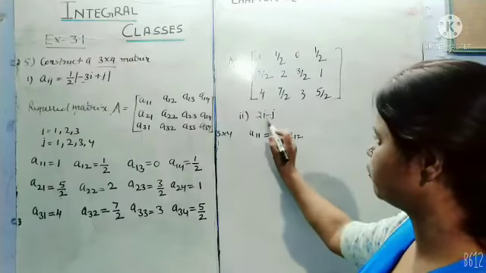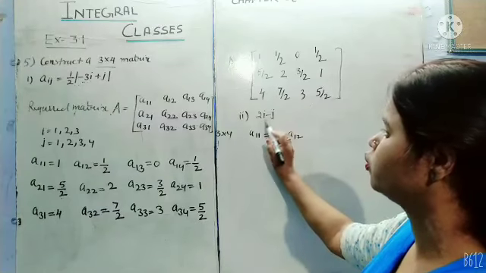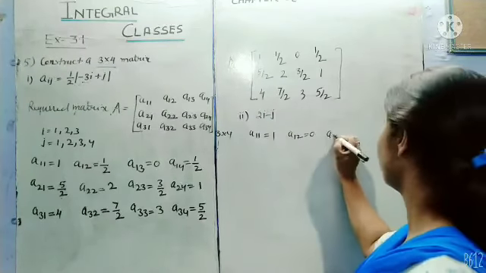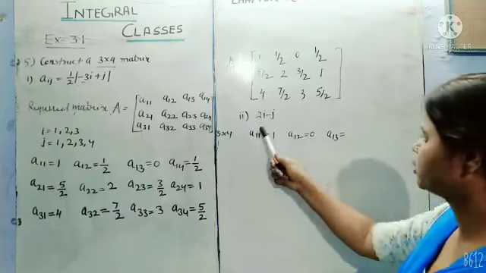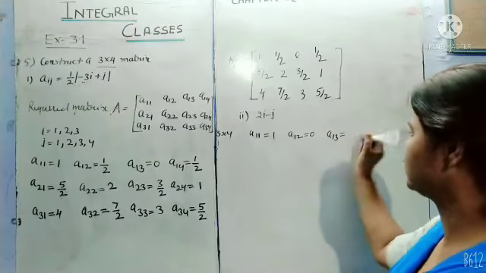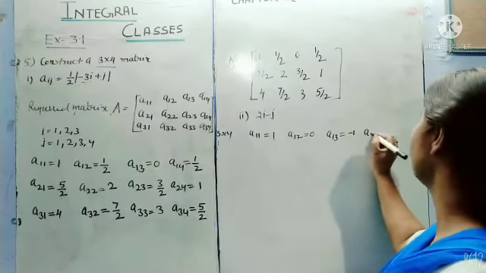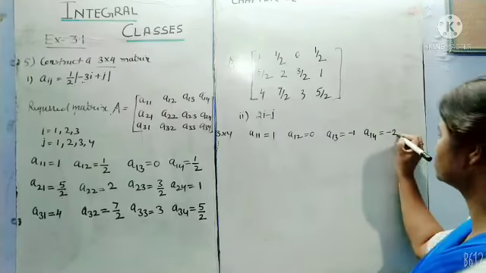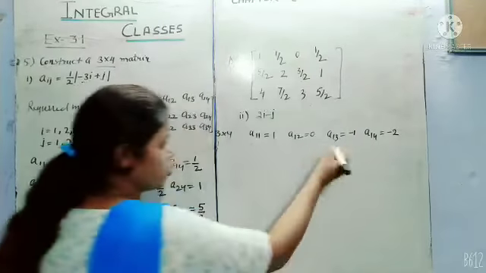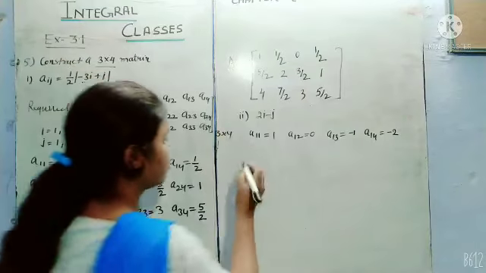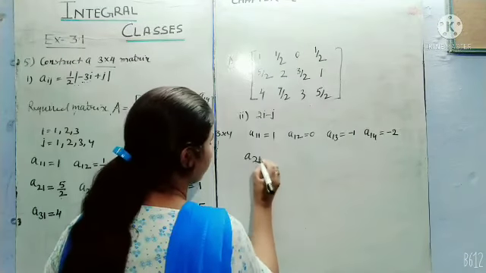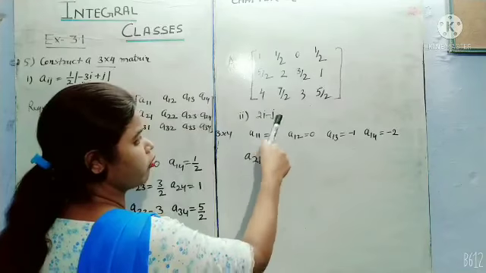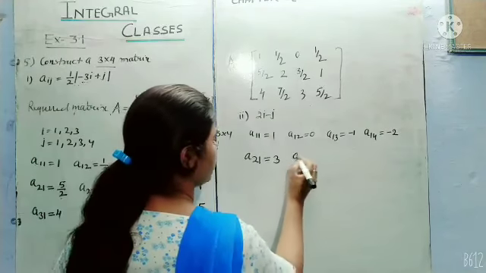A12, i equal to 1 and j equal to 2. 2 into 1, 2. 2 minus 2 equal to 0. A13, again put, 2 minus 3, minus 1. A14, 2 minus 4, minus 2. The first row is completed. Now come to the second row. A21, i equal to 2. 2 twos are 4. 4 minus 1, 3.